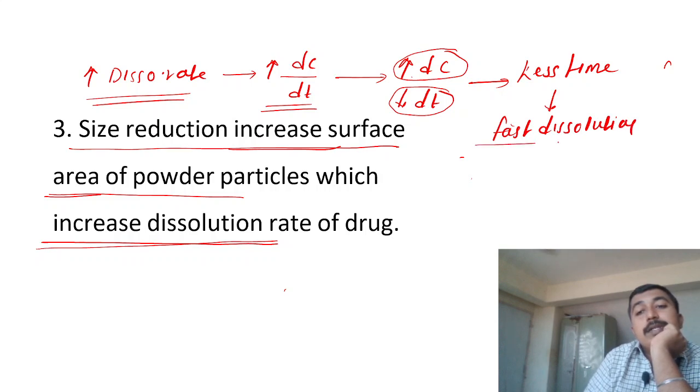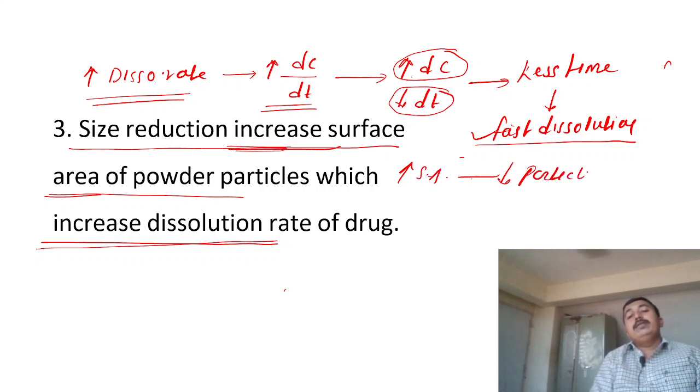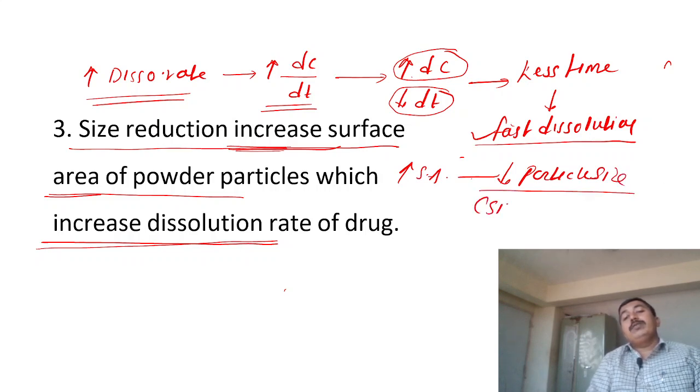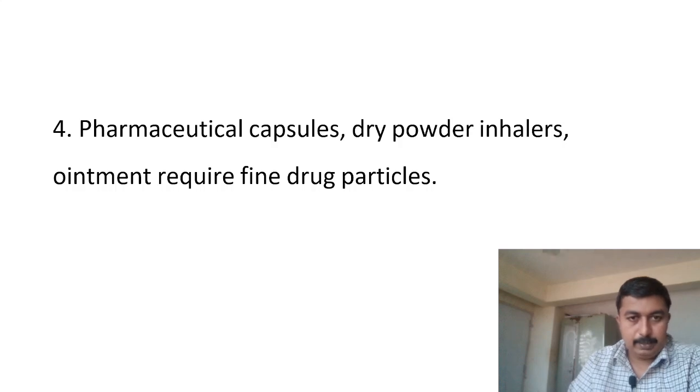Fast dissolution of drug you can achieve by increasing surface area. How can you increase surface area? By reducing particle size. And how can you reduce particle size? By a process known as size reduction. And that's why size reduction is important. I hope you have clearly understood.